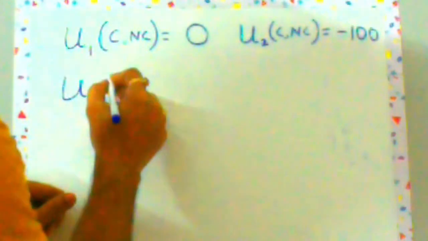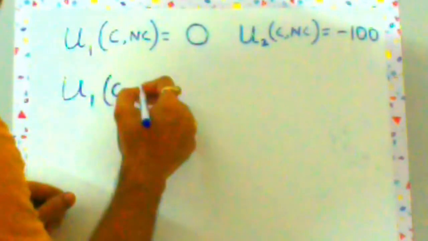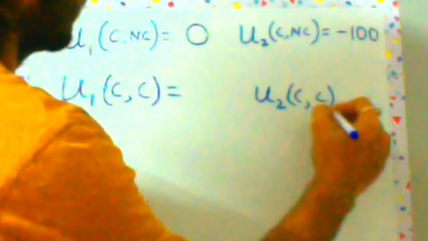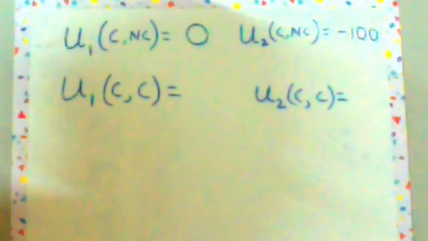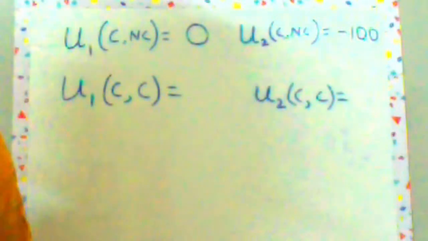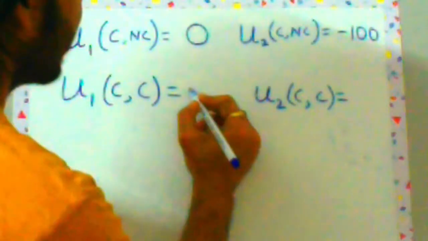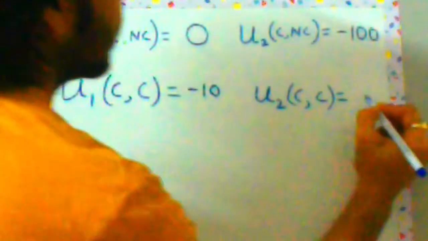What about if both of them choose to confess? Utility of 1 if 1 is confessing and 2 is also confessing. Utility for 2 if both of them are confessing. So over here, if both of them are confessing, they will be given a milder punishment, but both will be given some sort of punishment. Let's say 10 years of imprisonment. So you'll have a -10 and -10.